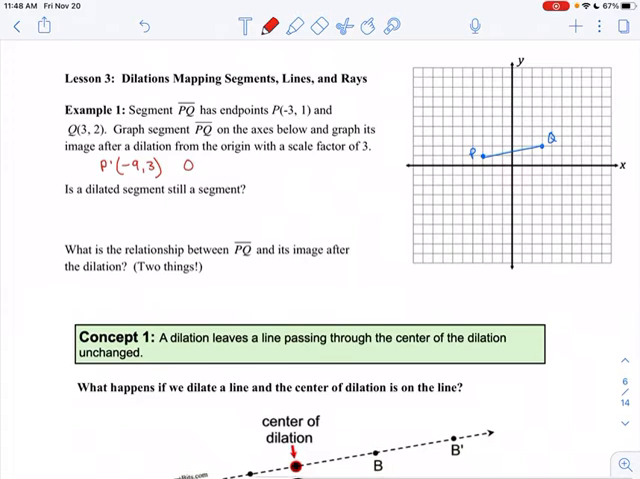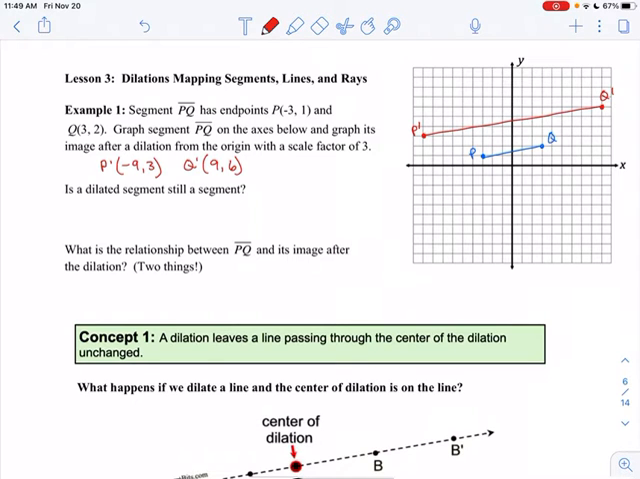And I'm going to do the same thing for Q. To get Q prime, I'm going to do 3 times 3, which is 9, and 2 times 3, which is 6. So now I'm going to graph P prime, which is (-9, 3), right here, and Q prime, which is (9, 6). 1, 2, 3, 4, 5, 6. And then I will connect those together.